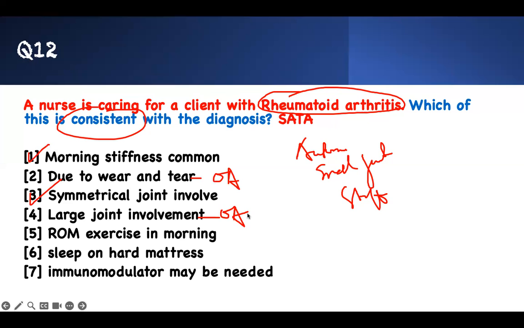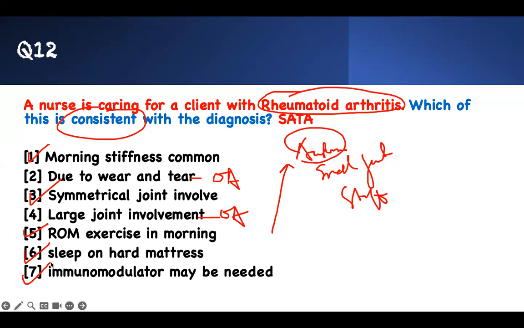Range of motion exercise in the morning, yeah, because it's stiff. So we've got to put range of motion exercise again. In order to prevent stiffness, you have to lay on a hard mattress in the neutral position, so hard mattress. Of course, we need to take care of the underlying problem, autoimmune disease. You use immunomodulators. That's what we use.